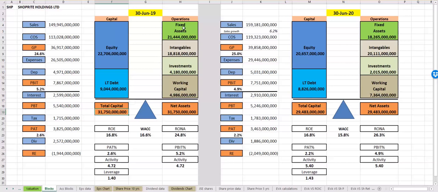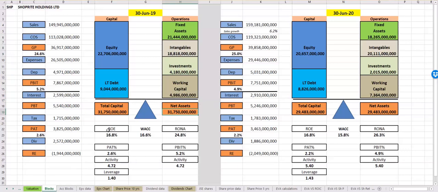And where is that invested? In the operations, and this is how it is invested in operations. Just above 21 billion in fixed assets, 18.8 in intangibles, just over 4 billion in investments and loans to other subsidiaries, etc., and the working capital component just a fraction under 5 billion, so that we get total capital and net assets on opposite sides of the balance sheet.